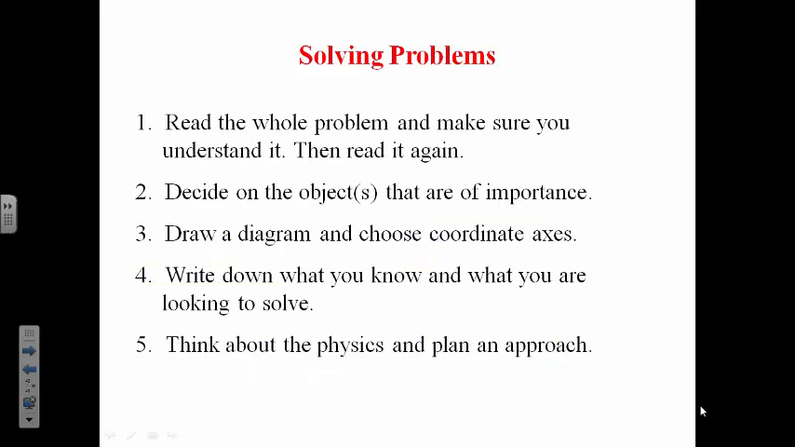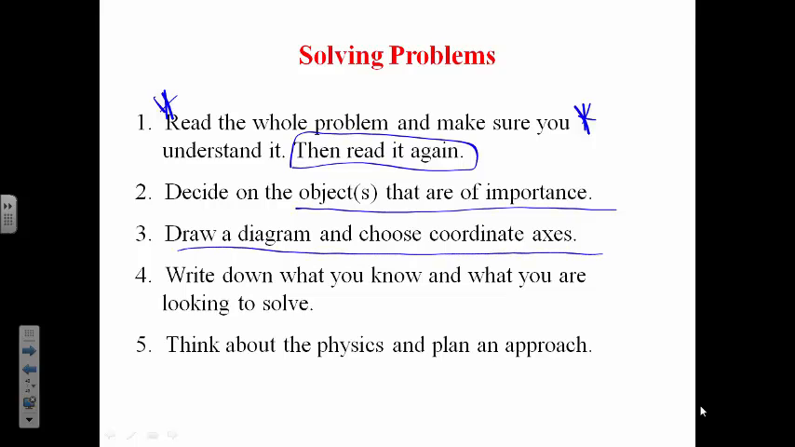So whenever we want to solve problems in one dimension, make sure you carefully read the problem. Then I recommend you read it again to make sure you understand what's going on. You should decide on what information is important. Draw a picture to help you understand, and then put your axis on so you have a general idea in your mind what the problem looks like. Figure out what you know and what you don't know and what you're looking to solve for. Then think about the physics you have and plan your approach to solve for that unknown.